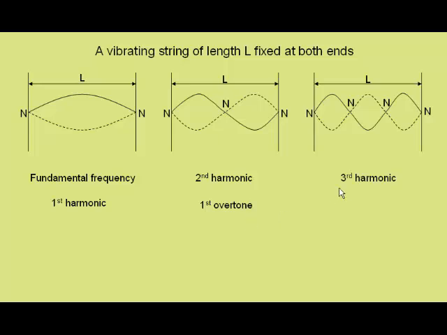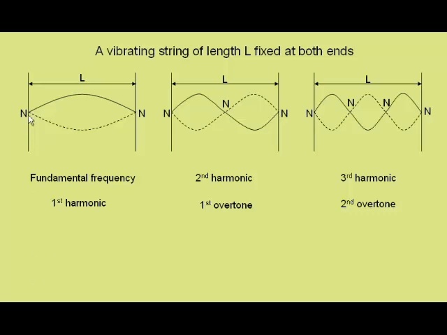Here we have the third harmonic, the third frequency the string can vibrate at. This would be the second overtone. We could go on with the fourth harmonic being the third overtone, and so on. But you'll see that the first harmonic has one antinode, the second harmonic two antinodes, the third harmonic three antinodes, and so on.